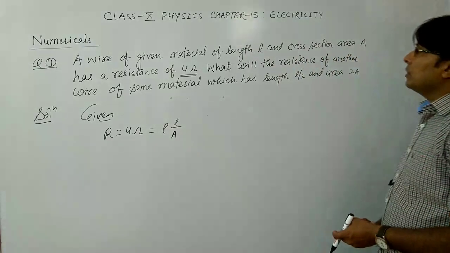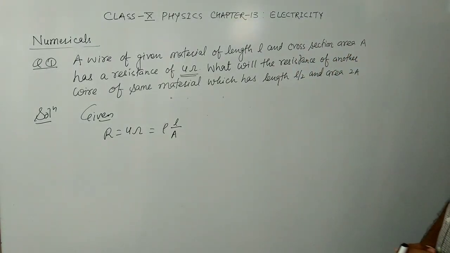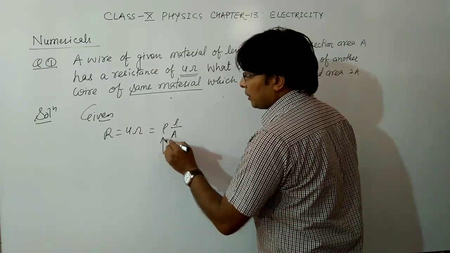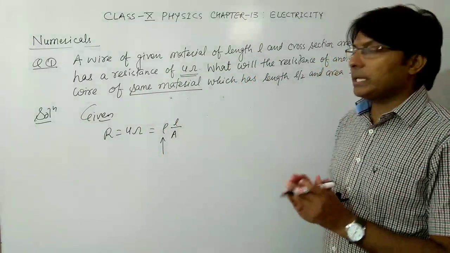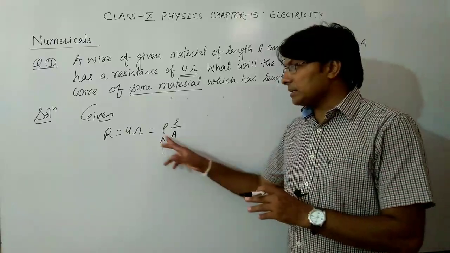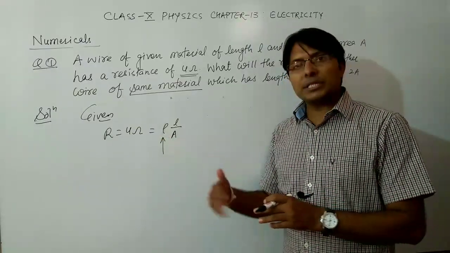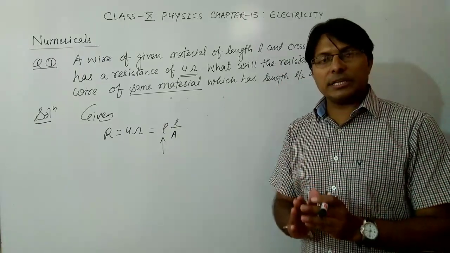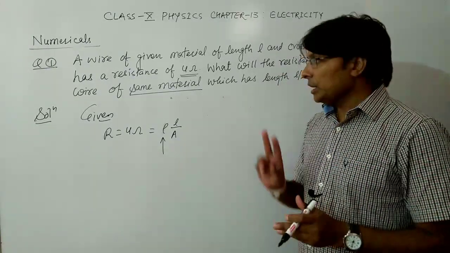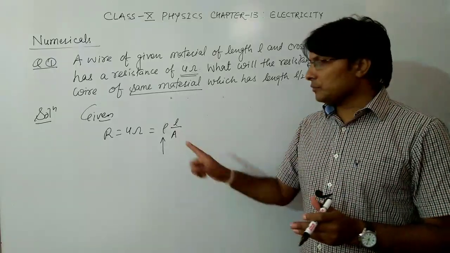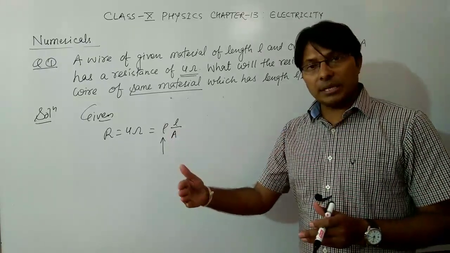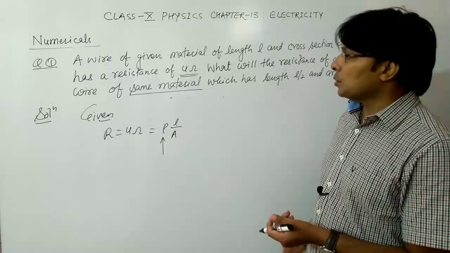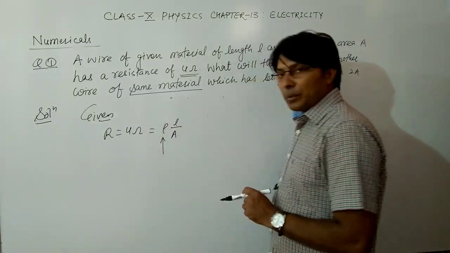Now what will be the resistance of another wire of same material? Same material means the resistivity of the material will not change, because if the material changes then the resistivity changes, or if the temperature increases or decreases then the resistivity will change. Otherwise resistivity is not going to change. Resistivity changes only in two conditions: first, if the material is replaced, or second, if the temperature is changed. So this we have been provided.